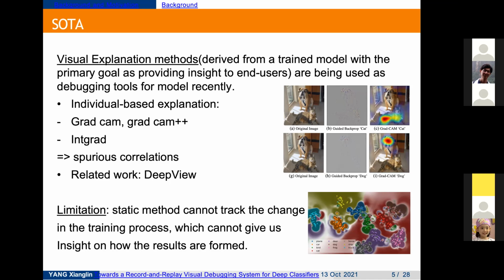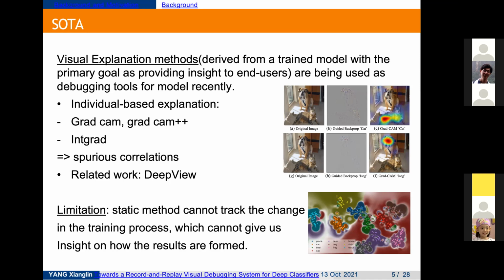On the right is an example of GradCam. On the first row, the model predicts the image to be a cat, and this method managed to highlight the pixels of the cat's body. And on the second row, the model predicts the image to be a dog, and still GradCam managed to highlight the pixels on the dog's face.